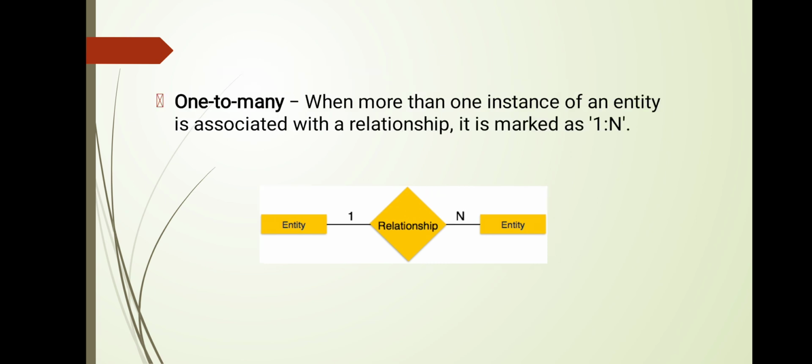Next one is 1 to many. When more than one instance of an entity is associated with the relationship, it is marked as 1:n. The following image reflects that only one instance of an entity on the left and more than one instance of an entity on the right can be associated with the relationship among the entities. It depicts a 1 to many relationship, that is 1:n.